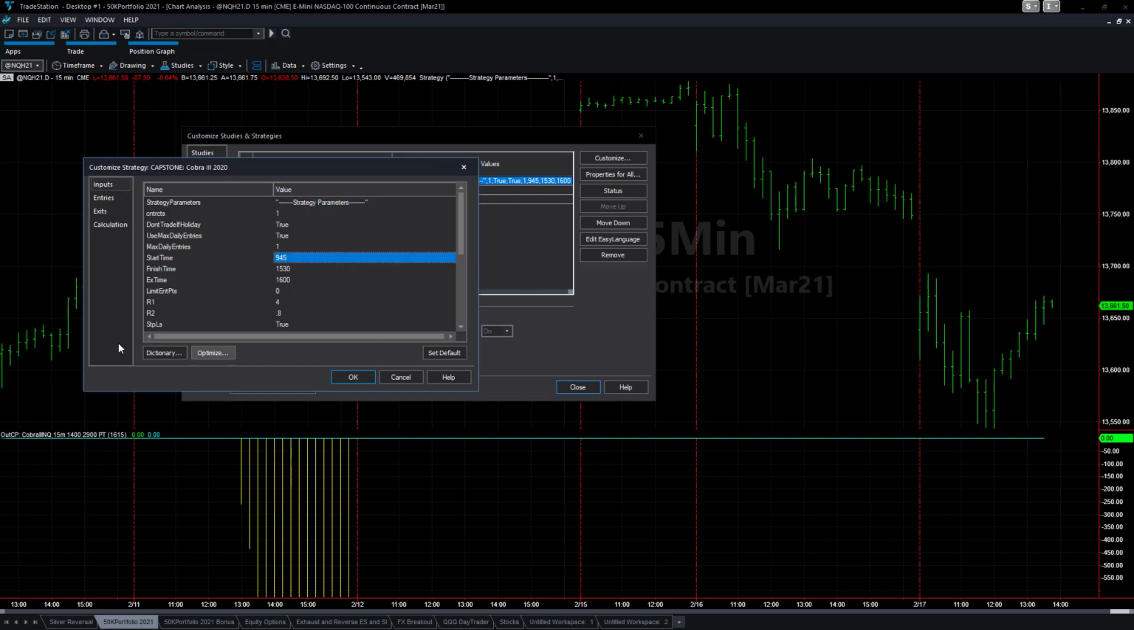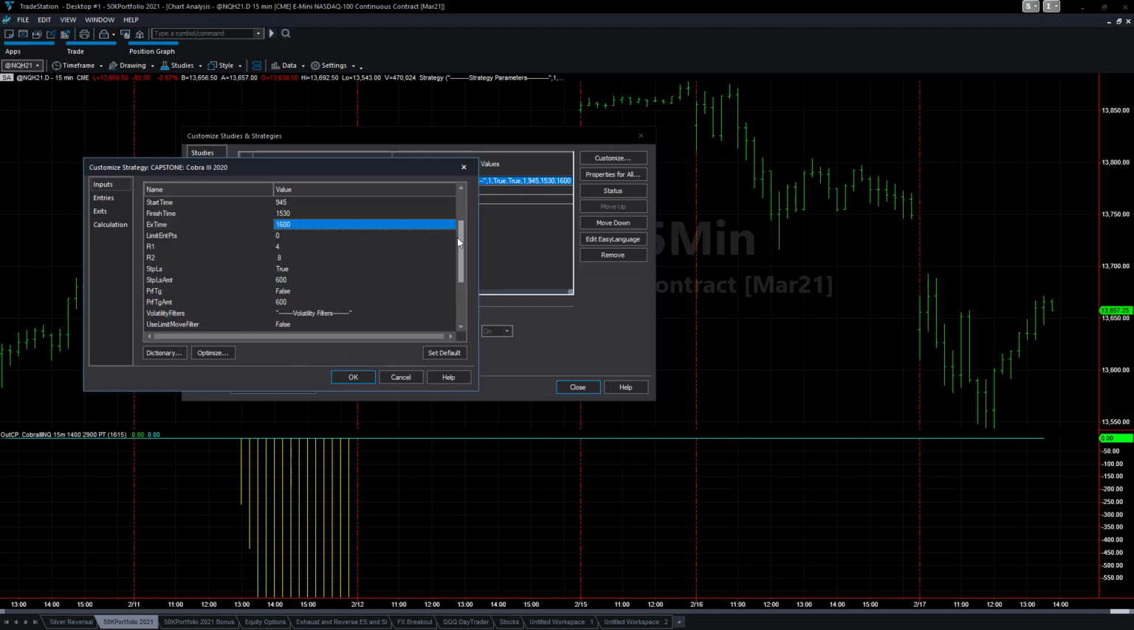It takes trades between 9:45 a.m. Eastern Standard Time. Again, this is on local, and my computer's on Eastern Standard Time. So if your computer is on Central Standard Time, this would be 8:45. This would be 14:30. This would be 1500. So entries between 9:45 and 15:30. Exits at 4 p.m. Eastern Standard Time.